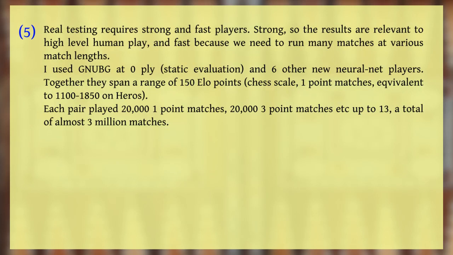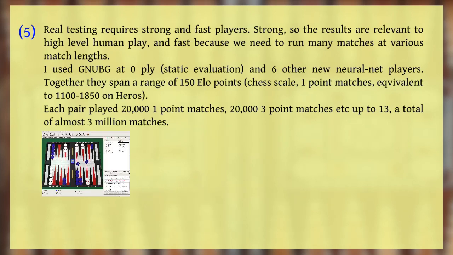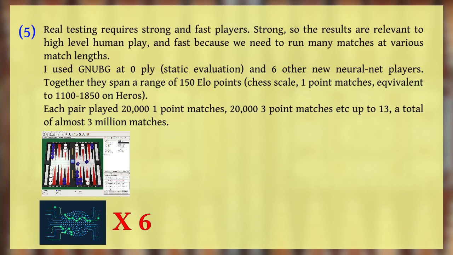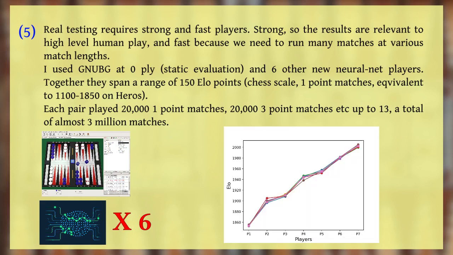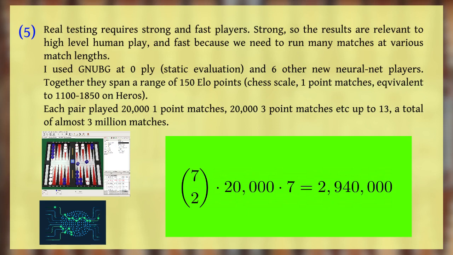5. Real testing requires strong and fast players. Strong so that the results are relevant to high-level human play, and fast because we need to run many matches at various match lengths. I used GNU BG at 0 ply and 6 other new neural nets. Together, they span a range of 150 Elo points for 1-point matches. Each pair played 20,000 1-point matches, 20,000 3-point matches, 20,000 5-point matches, etc. up to 13, a total of almost 3 million matches.